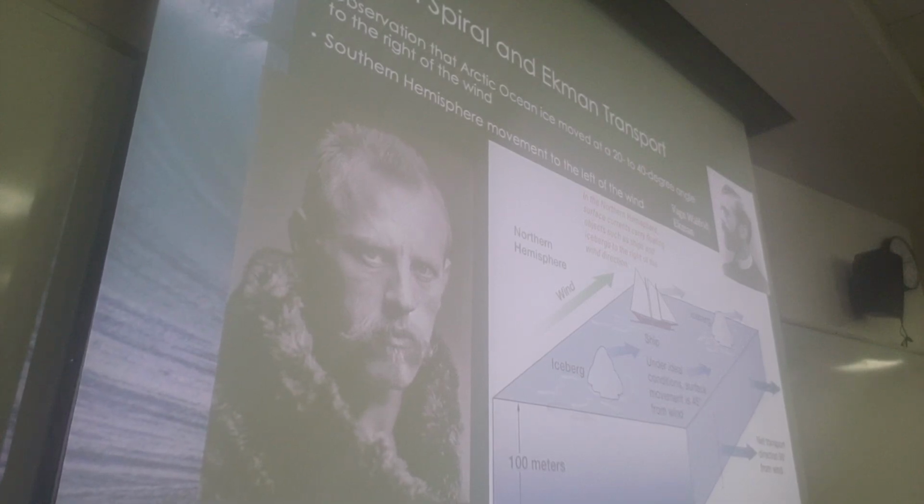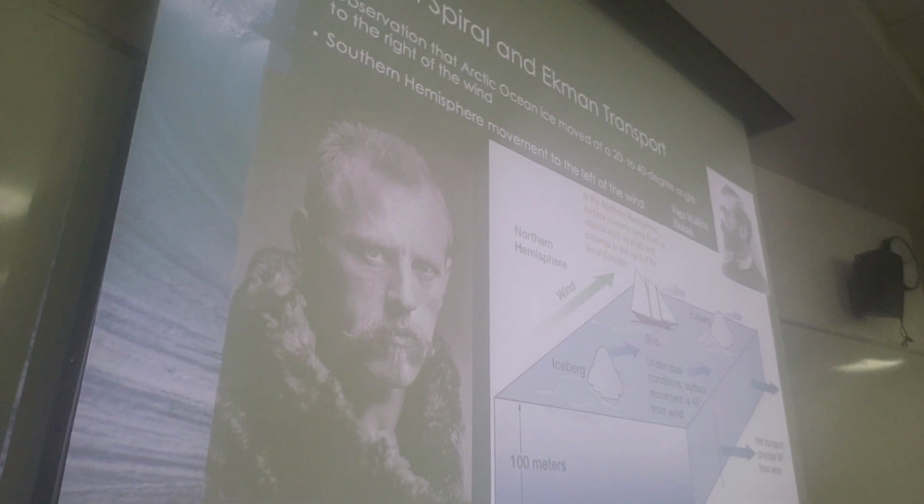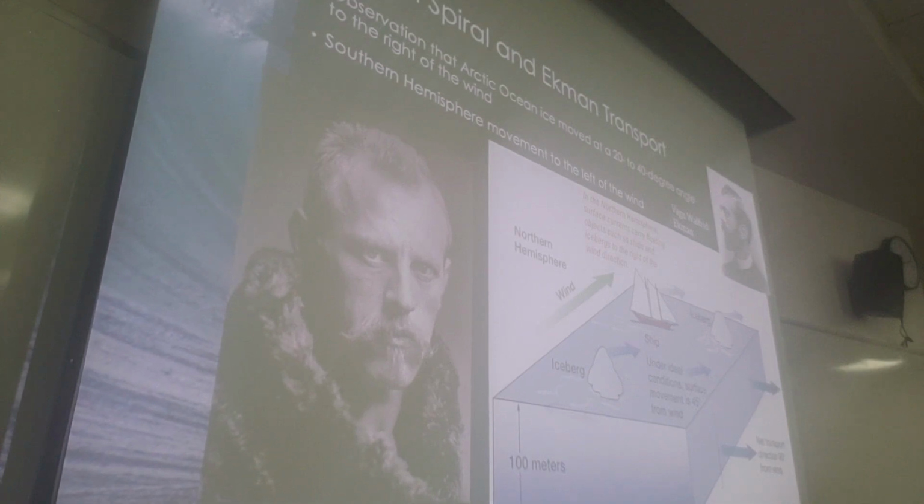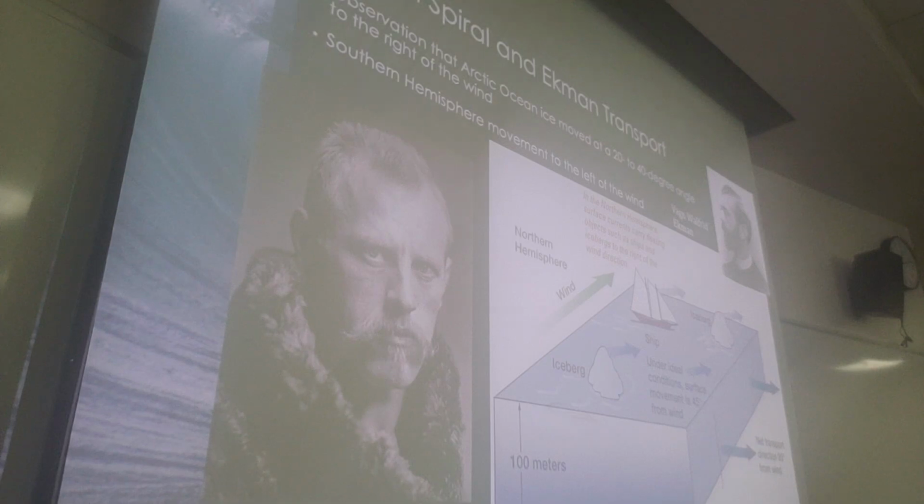And then also, if the wind is blowing this way, in the northern hemisphere, there's also an Ekman transport. There's an arrow that goes to the right of the wind. So the Ekman transport is the average over the Ekman spiral.